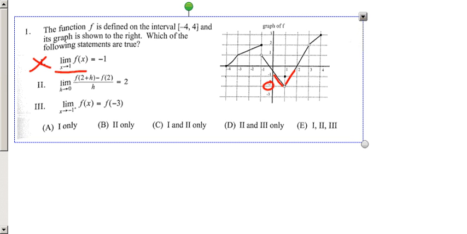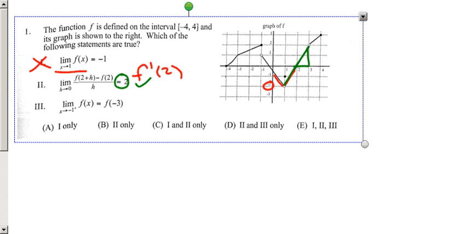Part 2 is saying, what should jump out at you is this is the slope equation. So this is really just saying, what is f prime at 2? And so we can calculate that f prime at 2. It's this linear equation, easy to calculate. It's just a slope of 2, so that's true.